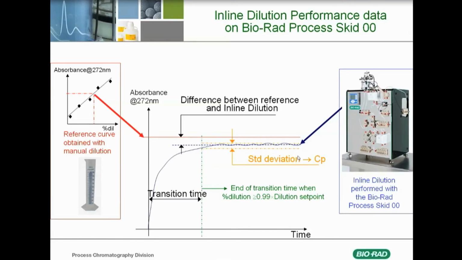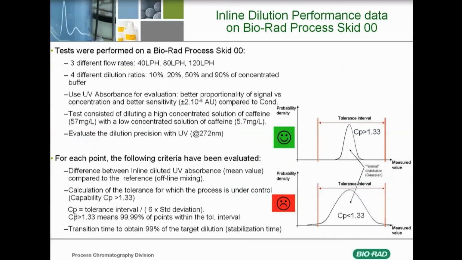And for measuring how stable we are, we use capability, which is quite very much used as a quality, let's say, attribute. It makes a ratio between the tolerance interval and the standard deviation. In fact, it is very much linked to the Six Sigma quality objective. So when we have a capability over 1.33, it means that 99.99% of the points are within the tolerance interval. So we are more like that than like this.